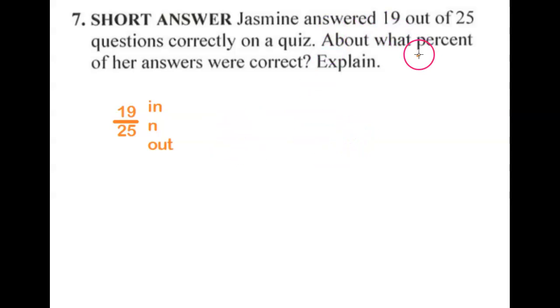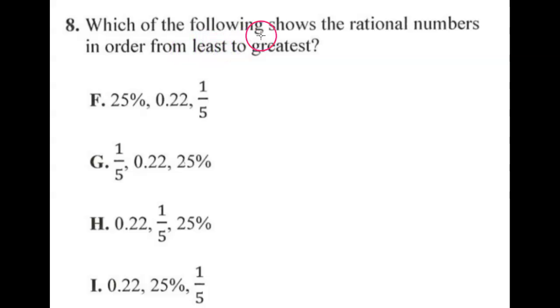And notice that it also says about what percent. That means you don't have to be exactly accurate. So you're going to be like, what is close to it, right? So that's what you're doing here. 19 divided by 25, you'll get a percent. I'm sorry, you get a decimal. Move the decimal over 2 times to the right. And then you should have your percent. That's for number 7.